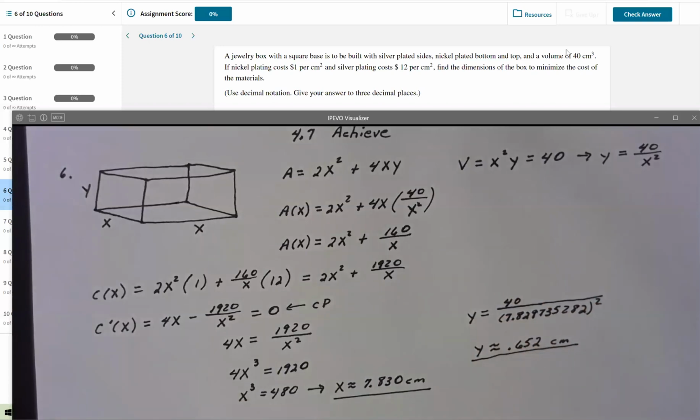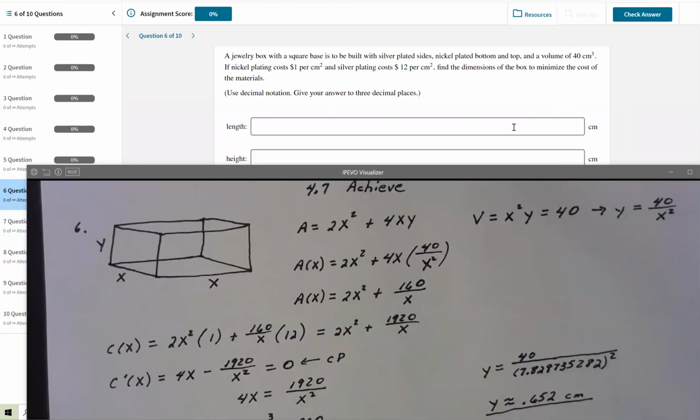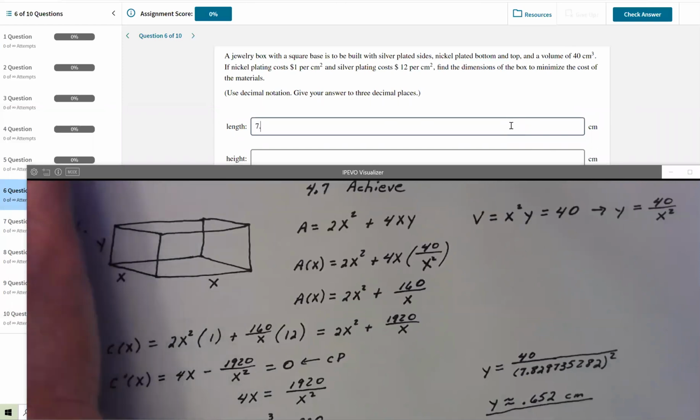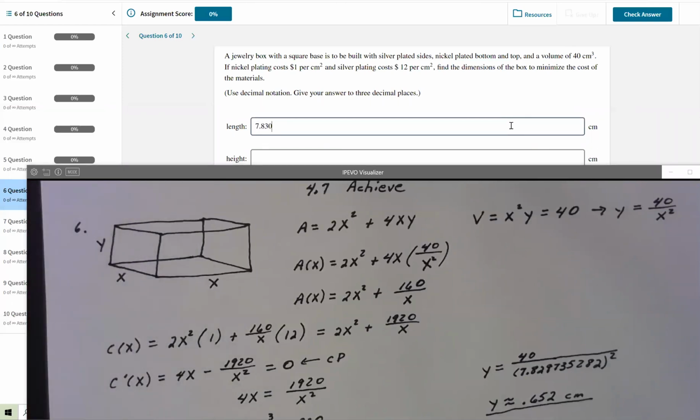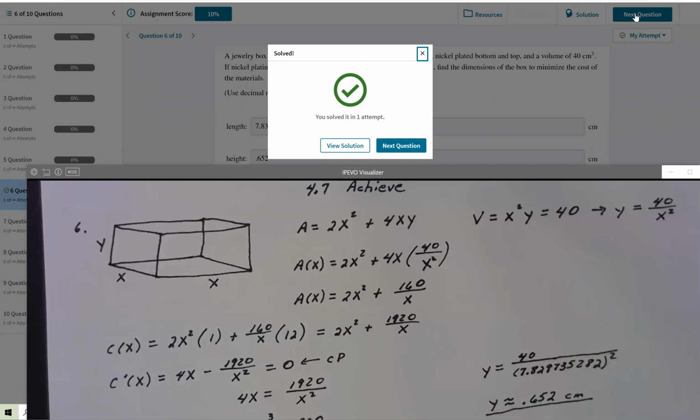Now, testing Achieve here to see if these two answers are correct, the length and the width are both going to be 7.830 centimeters. So I'll enter 7.830. And the height should be 0.652. We check those answers, and Achieve says that is correct.